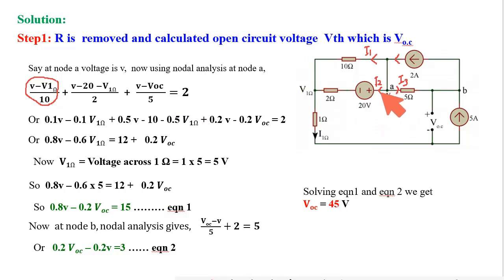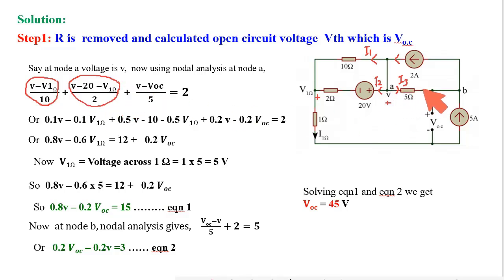Next, I2. What is I2? I2 is the current flowing through this path. The difference between these two points is V minus V1 ohm. Again, here is a certain potential, that is 20 volt. So ultimately the potential for this I2 is V minus V1 ohm minus this 20 volt. That potential divided by this 2 ohm is equal to I2.